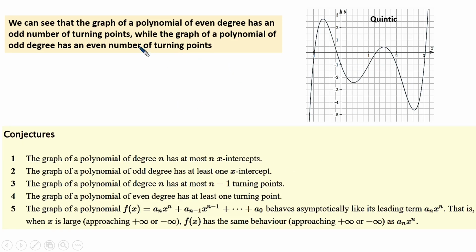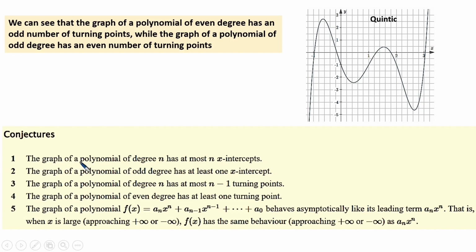Okay. So here I have written, we can see that the graph of a polynomial of even degree has an odd number of turning points, while the graph of a polynomial of odd degree has an even number of turning points. So please go back and verify this. Now let us present a few conjectures based on this.